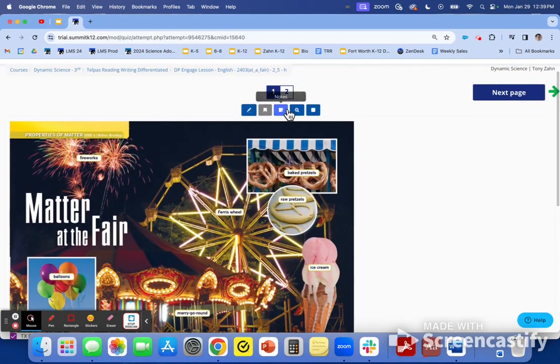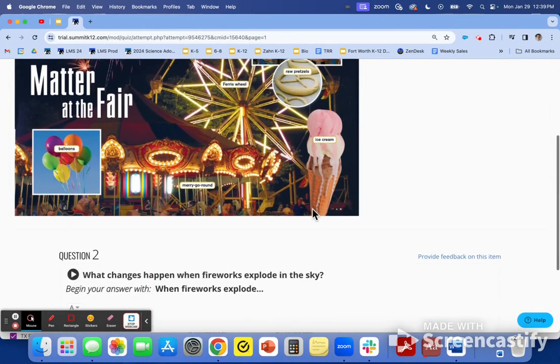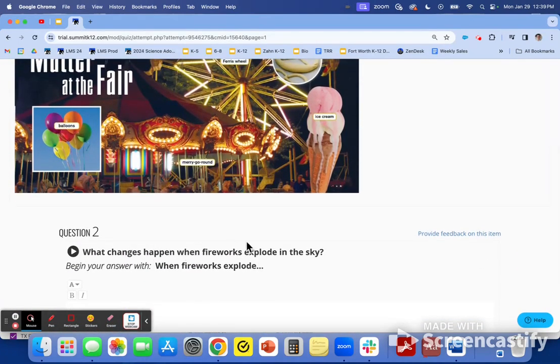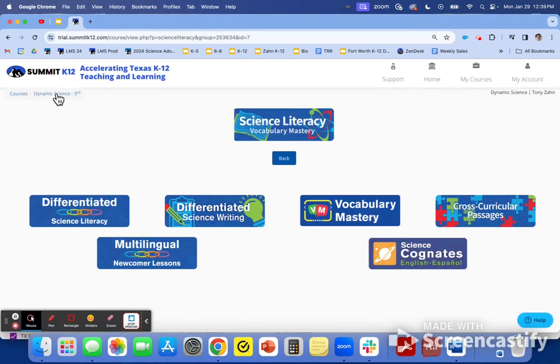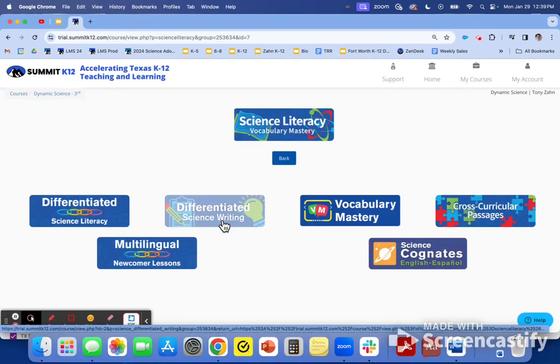Let's look at the second question. It's a little bit more challenging than the first prompt. We're still looking at the same picture prompt. What changes happen when the fireworks explode in the sky? That is what our differentiated writing looks like. Good not only for emergent bilingual students, but for all students at all different various levels of writing.